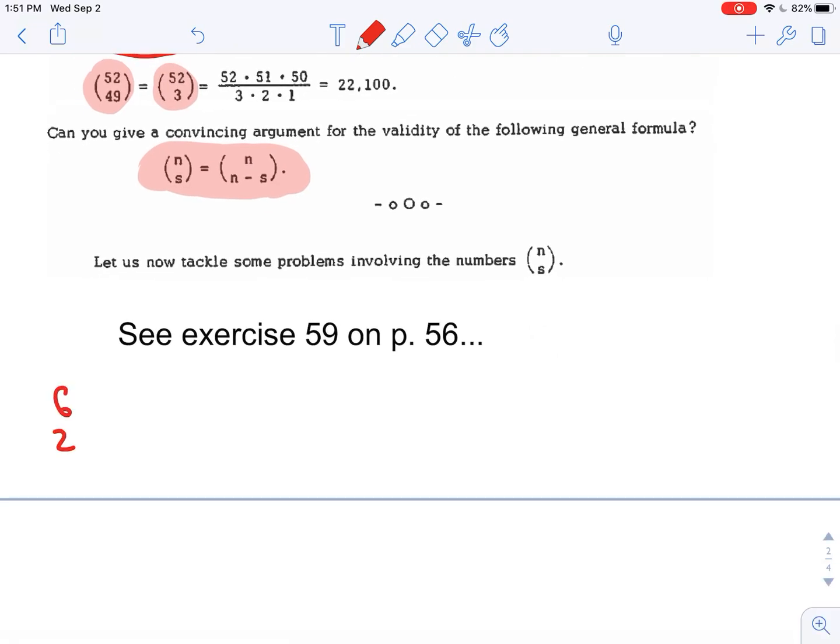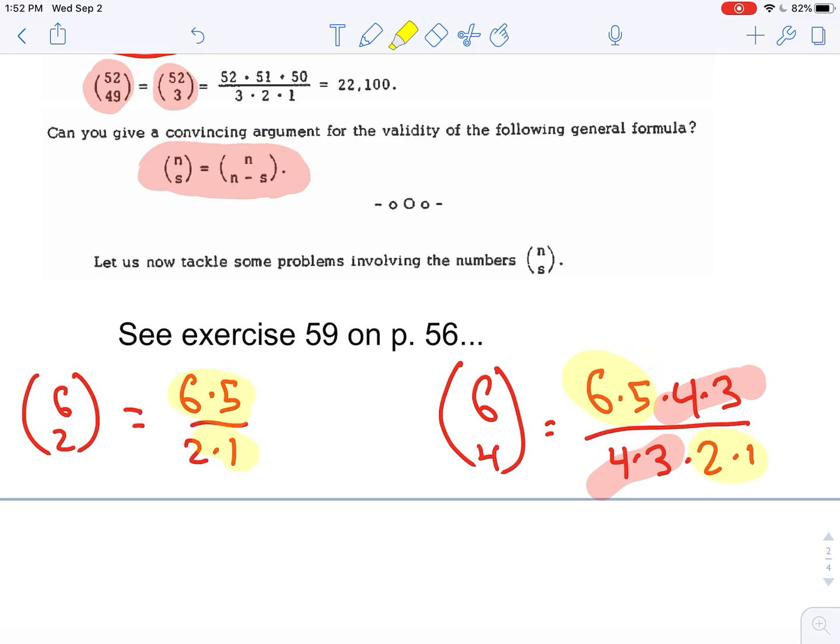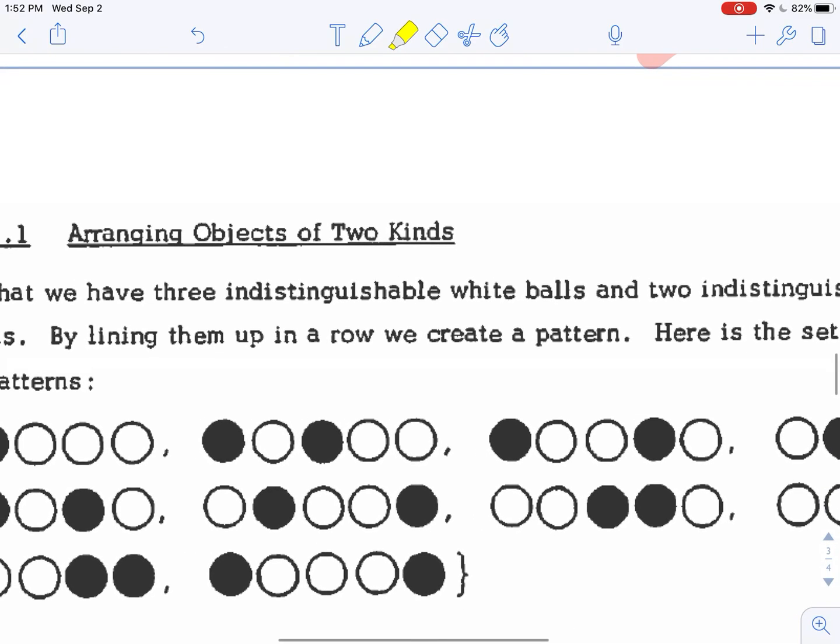It's easier to see if I do it with a smaller set. If I say 6 choosing 2, based on the algorithm I just showed you, that's 6 times 5 over 2 times 1. Well, that should be equivalent to 6 choosing 4, and that's because 6 times 5 times 4 times 3 over 4 times 3 times 2 times 1. Notice what can cancel out here. 4 times 3 cancels. See how it's going to be the same? I hope you see that, because that is going to be much, much easier if you look at it that way.